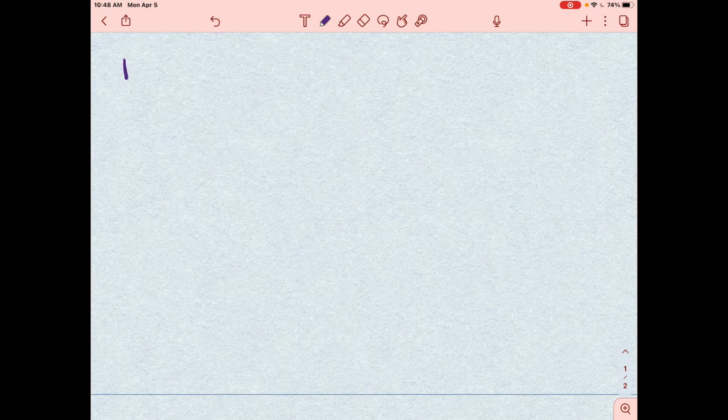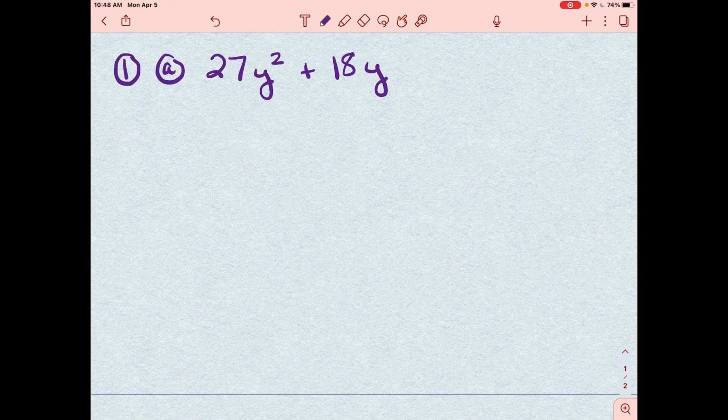Okay, this is example 1, and we have a few examples here. Let's start with 27y squared plus 18y. If I want to factor this, what I'm looking for is what can each of my partners here contribute. I have like 2 friends, I have 27y squared and I have 18y, and they're each going to contribute something. What can they each contribute? And it will be equal and the same. That will be the greatest common factor.